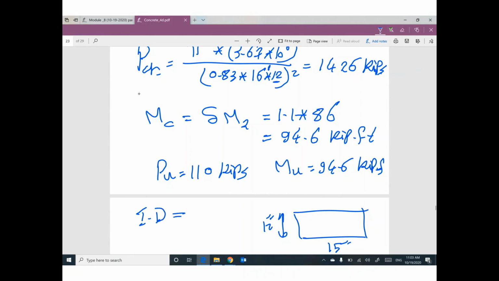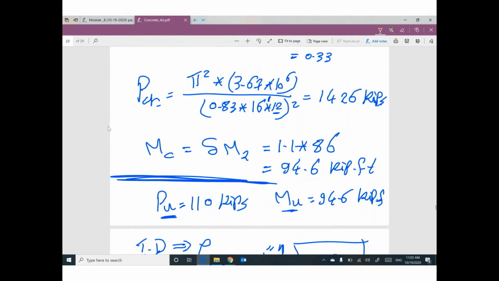From here, we are starting a new problem. How to use interaction diagram. P ultimate is given, M ultimate is given, and the column is given. One of you will ask me a question. Where is the effect of buckling? Okay, the applied moment on this column was 86. After we consider the effect of column, we will design this column under the effect of 94.6. Why did you increase the value of moment? Because I consider the effect of buckling.